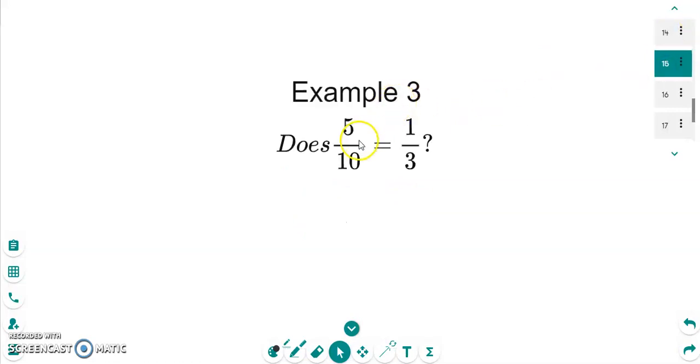Example 3. Does 5 over 10 equal 1 over 3? When we rewrite this fraction in terms of factors, we get that 1 times 5 equals 5 and 2 times 5 is equal to 10. When we cancel the top and the bottom, we're left with a half, not a third. So this means 5 over 10 does not equal 1 over 3.